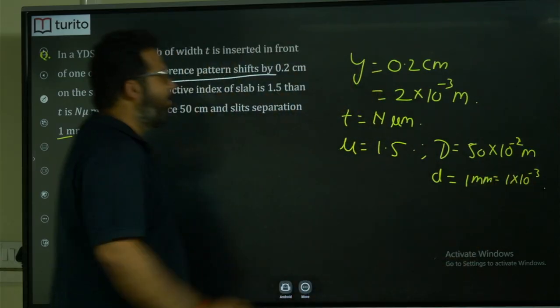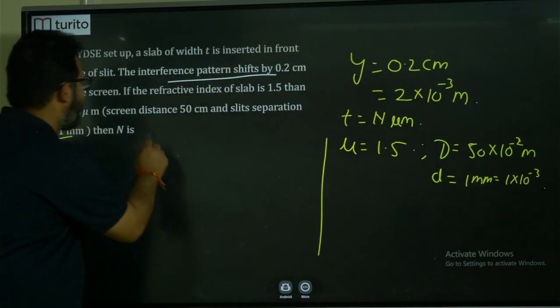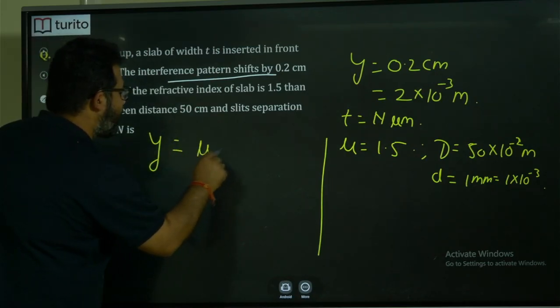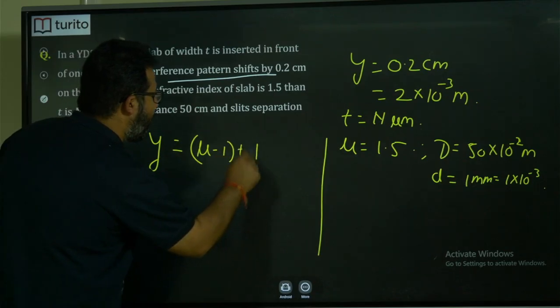Now just put in the formula: y is equal to mu minus 1 into t into D by d.